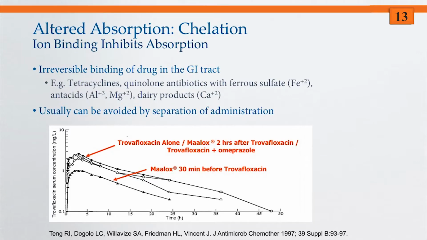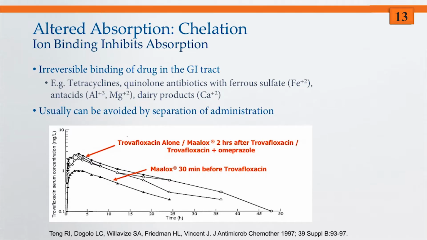A third mechanism affecting drug absorption is chelation. And the drugs we most commonly think of here are tetracycline and quinolone antibiotics, in which they bind to a di- or trivalent cation in the GI tract and inhibit the absorption of those drugs.